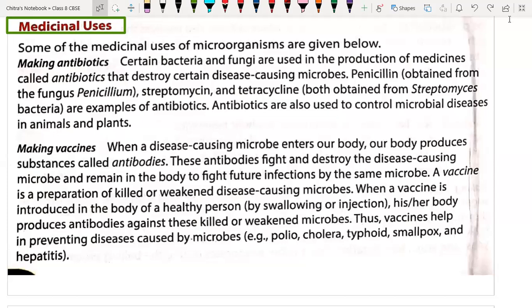So we are continuing with the chapter called microorganisms. In this chapter, we have already covered what microorganisms are and different types and uses of microorganisms. Today we are going to cover the medicinal uses of microorganisms. It is a part of the industrial uses of microorganisms.